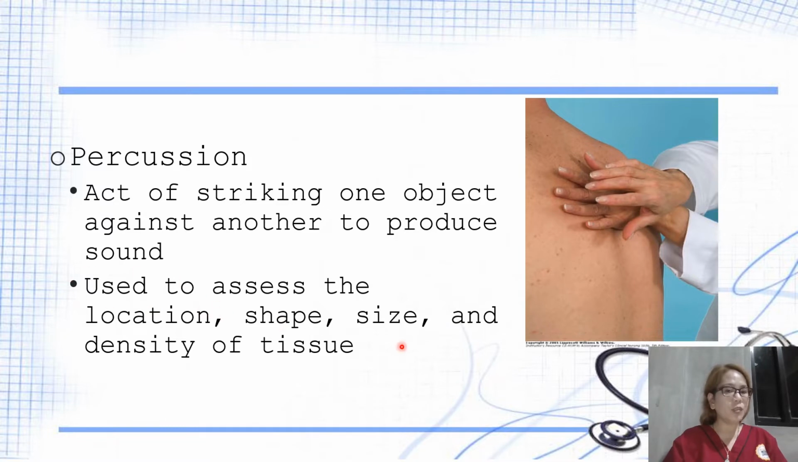It is used to assess the location, the shape, the size, and the density of the tissue, particularly if you're checking the lungs and the liver.